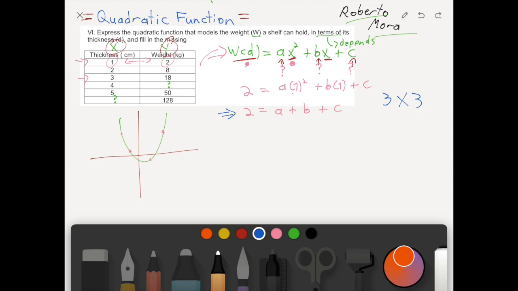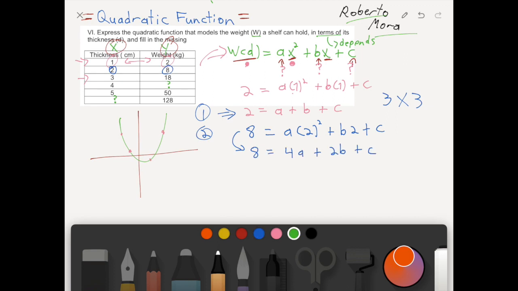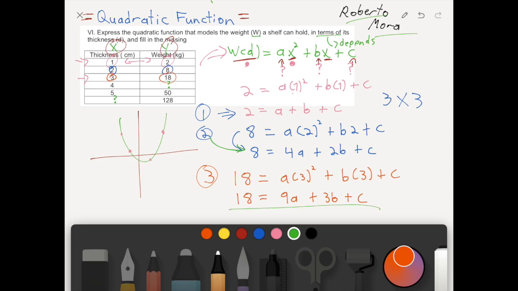So how do we get other equations? Now we have one, so we need another one. How do we do it? We just take another point. So I substitute again, 8 as the output, equal, we simplify, and that one is going to be our second equation. So now we just need a third one. So I'm going to take the third point right here, 18 as an output, and as an input we have a 3 squared, and we get our third equation.